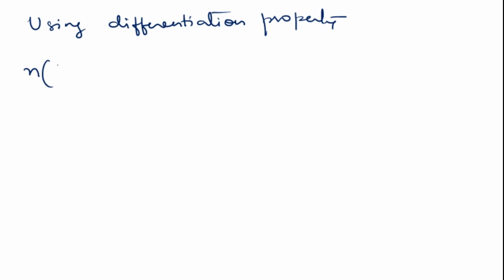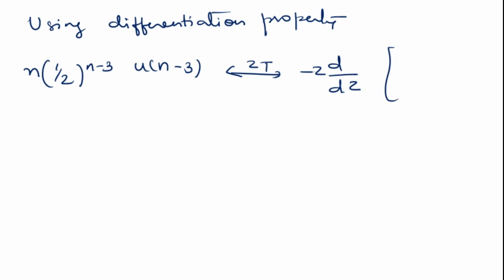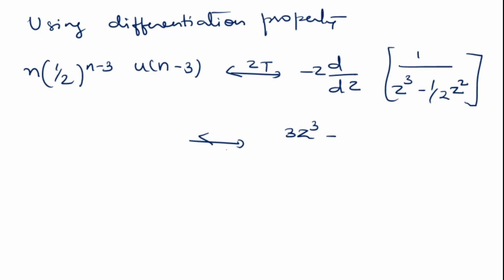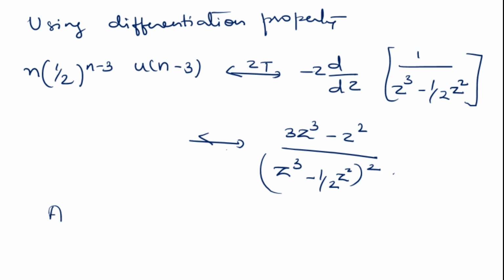n into half to the power n minus 3 into u of n minus 3, if we take z transform, we get minus z into d by dz of 1 divided by z cube minus half z square, which is equal to 3z cube minus z square divided by z cube minus half z square whole square. So n square is given, so twice we have to do the differentiation.